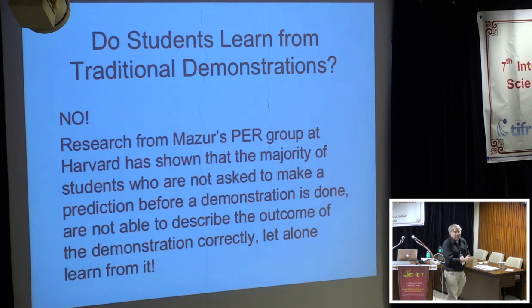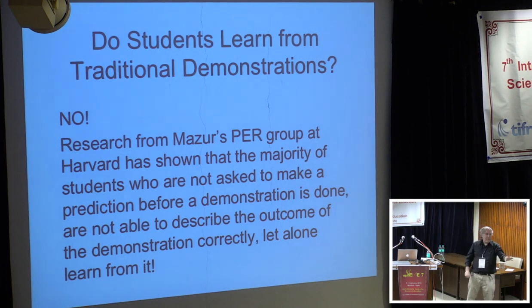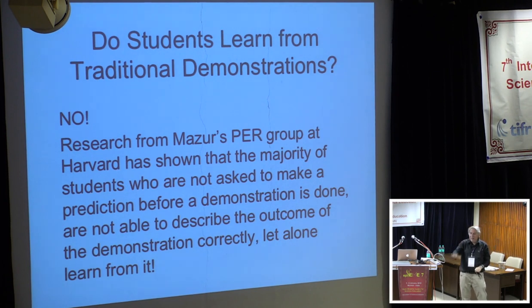And research has been done. Eric Mazur's group did a study where they took one of the most popular demonstrations. It's called Shoot the Monkey. Some of you know what that is. I'm not going to get into the details. But basically what they did is they divided the class into two groups. One group made a prediction before they saw the demo. The other group did not make a prediction. They just saw the demo. The group that did not make a prediction, when they were asked after class to describe the result of the demonstration, not to see whether they learned anything, but just describe what happened, the majority of those students could not describe the result correctly. If they can't describe the result correctly, then they can't possibly learn from that demonstration.